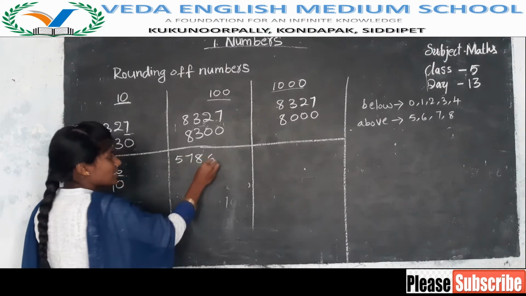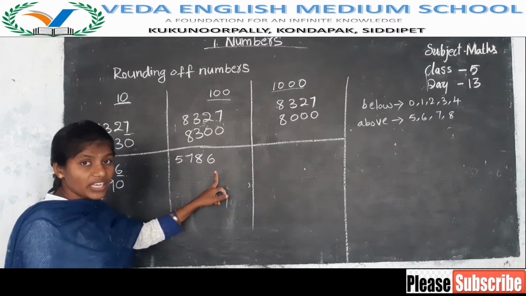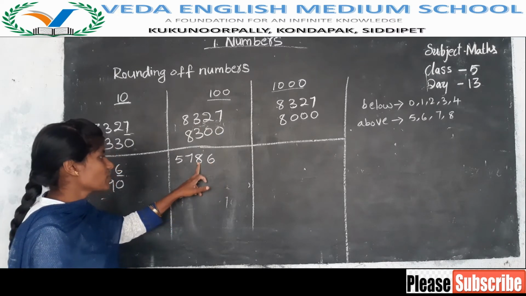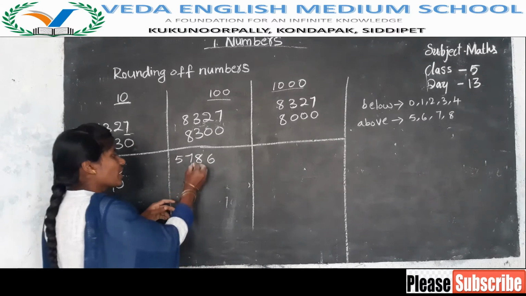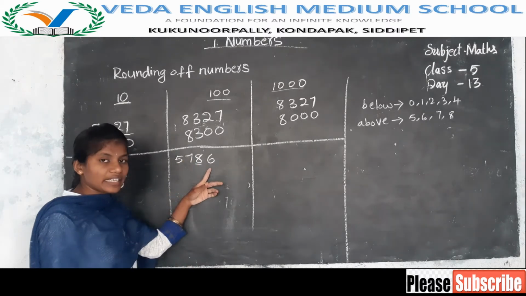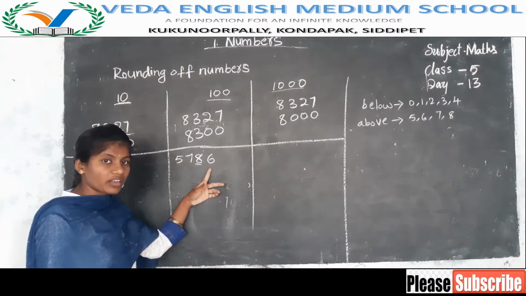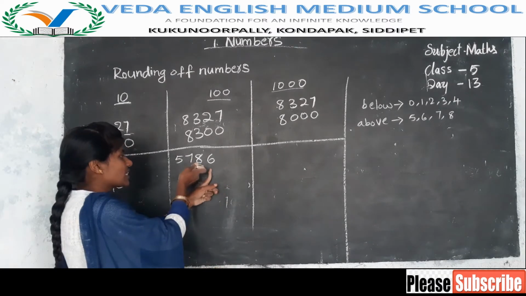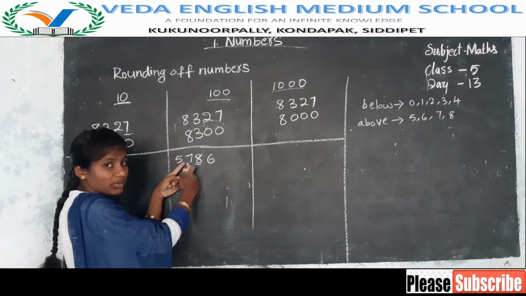Same number, 5786, by nearest hundreds. Now they are saying nearest hundreds. So which place value you have to check? You have to check the place value of tens. What do you have in the tens place? 8. 8 is above 5 number or below 5 number? Above 5 number. If the number is above 5, what you have to do? You have to increase the next number by one time.